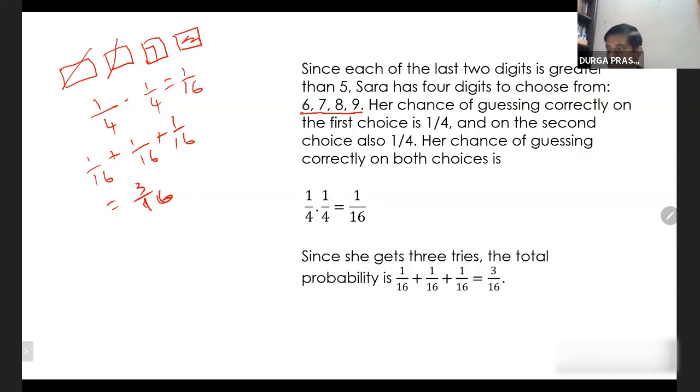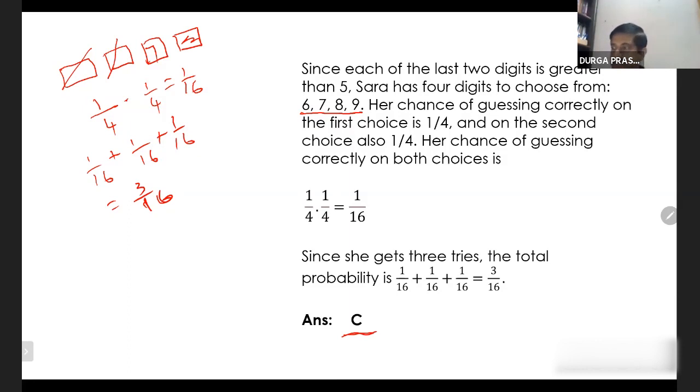So these are the possibilities when she tries. We are talking about success, isn't it? There should be one number which is right in the third digit's place. So 1 by 4 is the probability for that to be a successful attempt. So what are the failure attempts? 3 out of 4. Similarly, for the fourth box also, it is 1 out of 4 as success and 3 out of 4 as failure. So it is 1 out of 16 for the first trial, second trial also 1 out of 16, third trial also 1 out of 16. So the total for that experiment to be successful is 3 out of 16, which is there in option C.